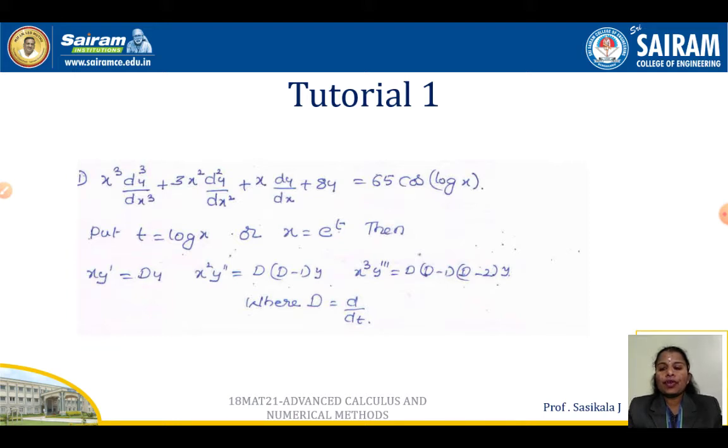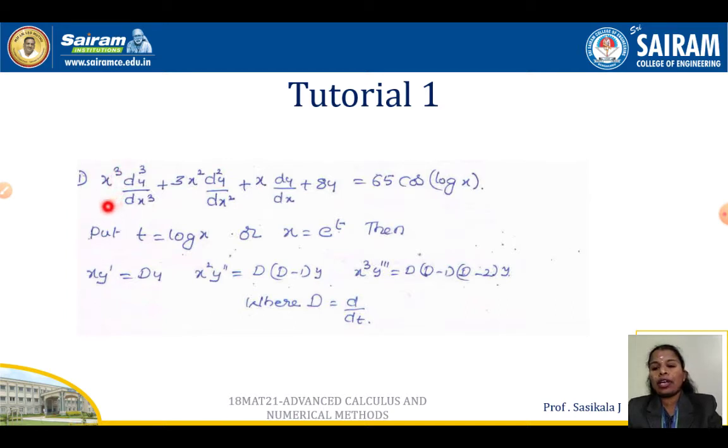Okay. So the first question: x cube d cube y by dx cube plus 3x squared into d squared y by dx squared plus x into dy by dx plus 8y is equal to 65 into cos of log x. So you can see the question. It is a differential equation of higher order. I have the cube, the square and dy by dx. I have the differential equation, but the coefficients are variable.